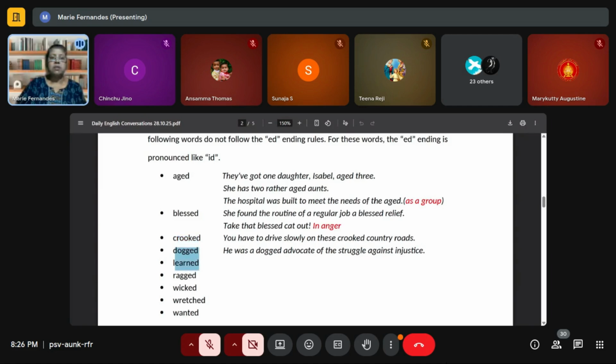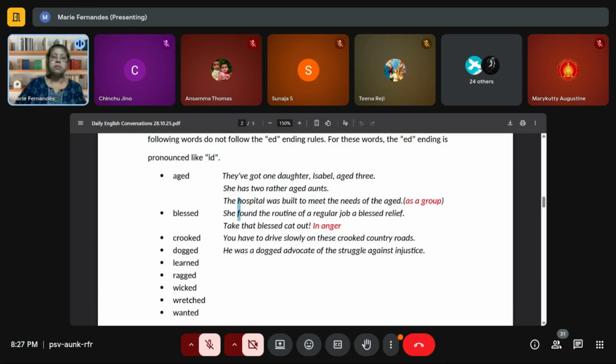Learned. He was a learned professor. If you are writing in a different way, I learned or I learnt. But he was a learned professor. Ragged. You know what rag is. It's all worn out. So, ragged. Wicked. Wretched. Wanted. Can you see this pronunciation? All id here. Blessed or blessed, aged or aged, crooked, dogged, learned, ragged, wicked, wretched, wanted. Pronunciation is id. These are all regular verbs.